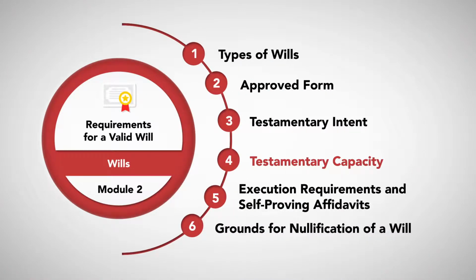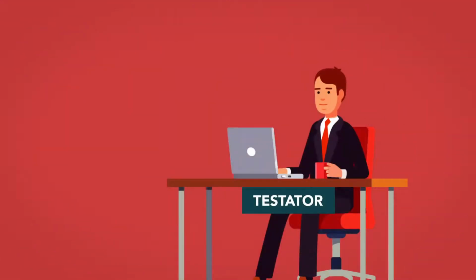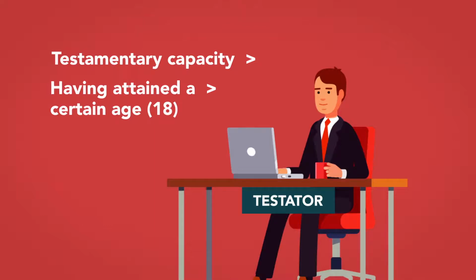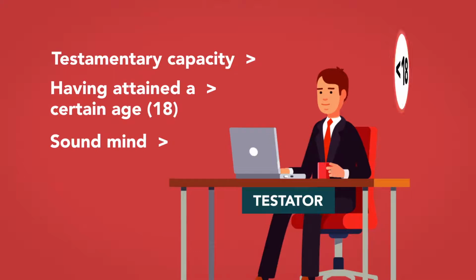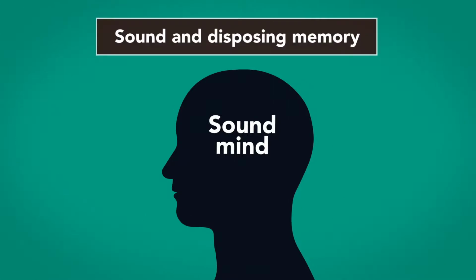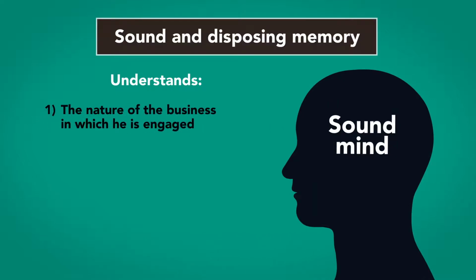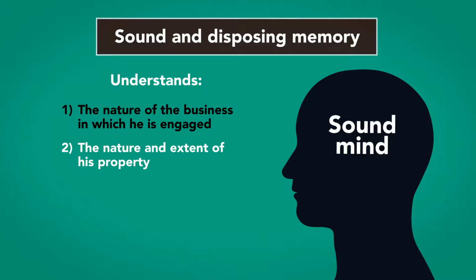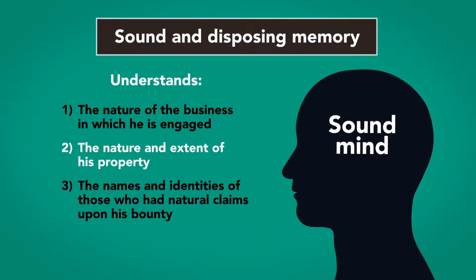Testamentary capacity. To create a valid will, a testator must also have testamentary capacity, including having attained a certain age, usually 18, and being of sound mind. Some states also allow emancipated minors under the age of 18 to make a will. The terms sound mind or sound and disposing memory are interpreted by courts to generally mean that the person understands: 1. The nature of the business in which he is engaged, 2. The nature and extent of his property, 3. The names and identities of those who had natural claims upon his bounty, and 4. His relation to members of his family.